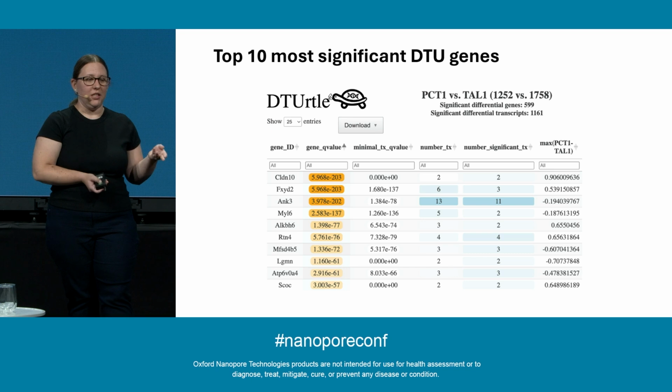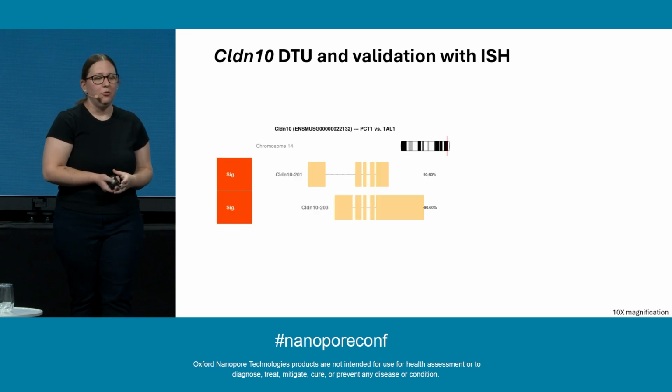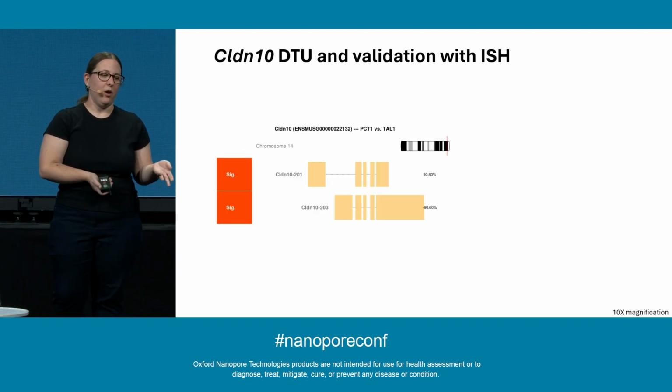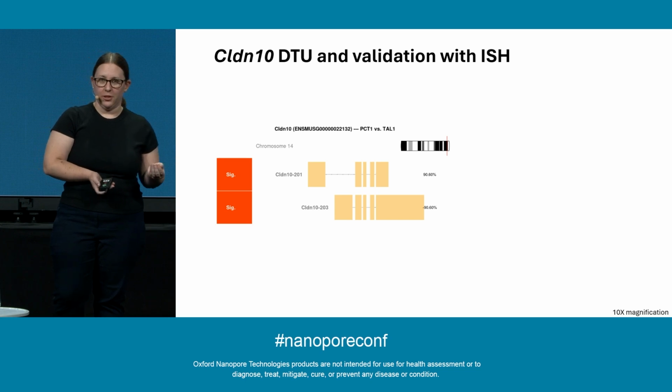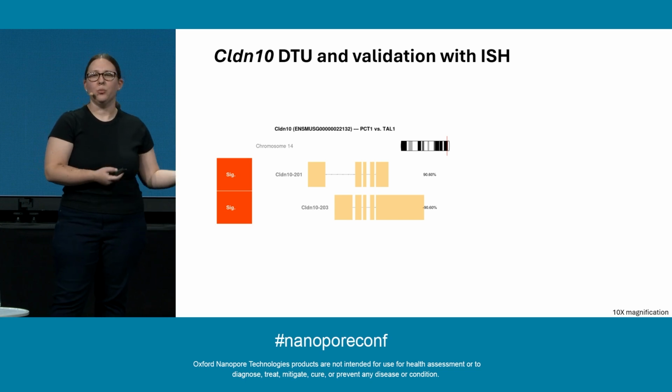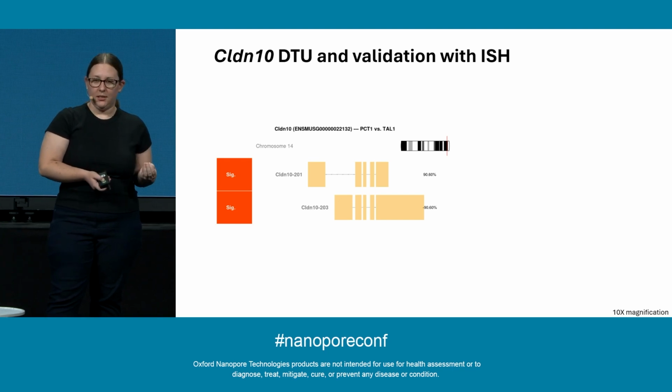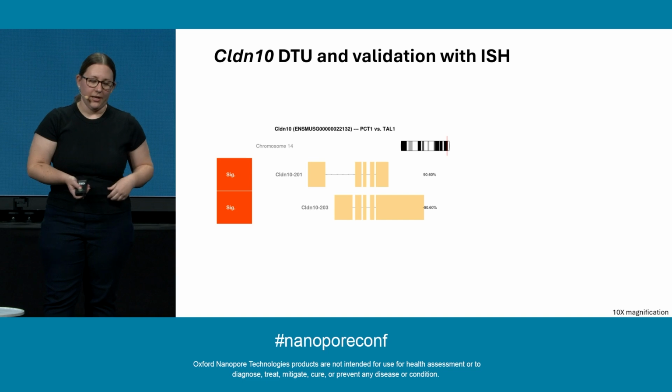significantly differently used. And so from this package, it gives you this kind of output, which gives you the structure of the isoforms that are changing and tells you to what proportion. So in this case, the 201 transcript is used 90% more in the PCT versus the TAL, whereas the 203 is used 90% less in the PCT, or it's used more in the TAL.